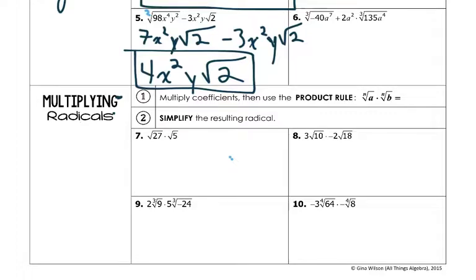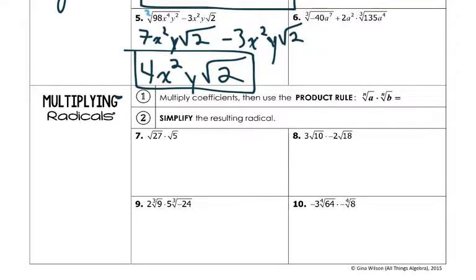27 times 5. So there's the square root of 27 times the square root of 5. When you are multiplying here, let's look at the steps. Multiply coefficients. Then use the product rule. What is the product rule here?